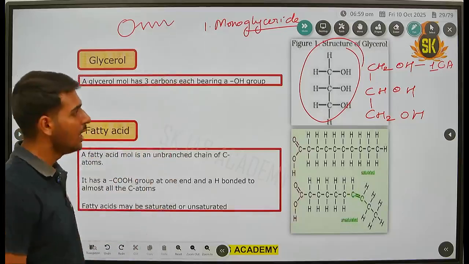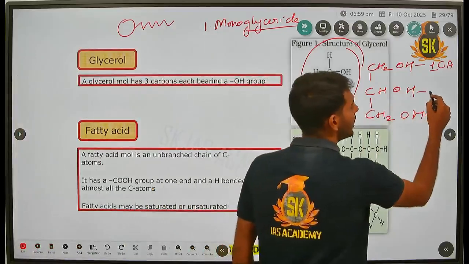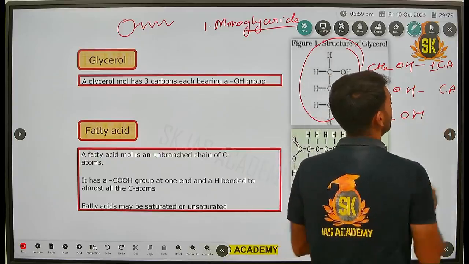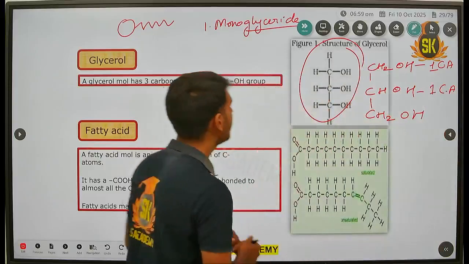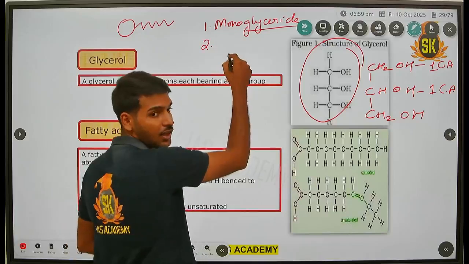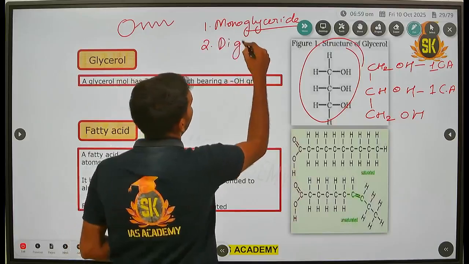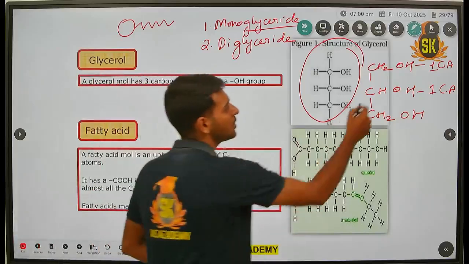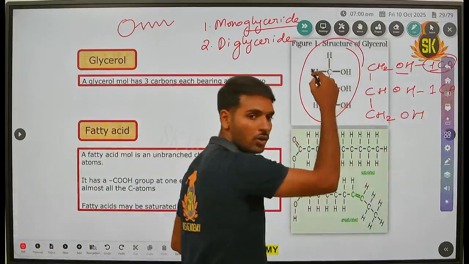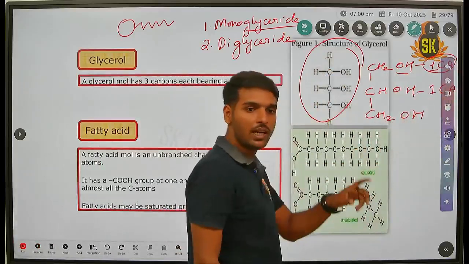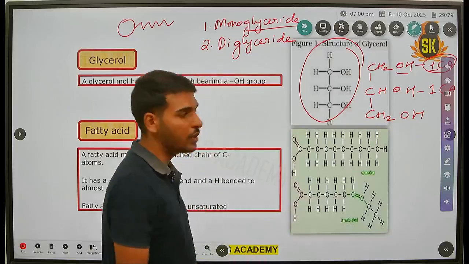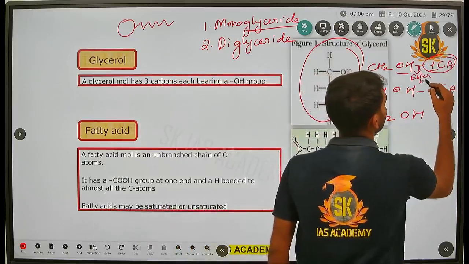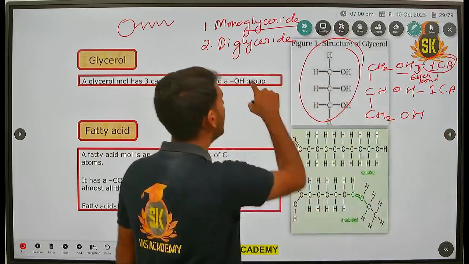This is your monoglyceride. Now suppose one more alcohol is attached to one more carboxylic acid. Then it is considered to be a diglyceride. Okay. So first alcohol, only one, mono; two alcohols each having one carboxylic acid by the formation of what bond? Ester bond. Okay, ester bond. It is considered a diglyceride.